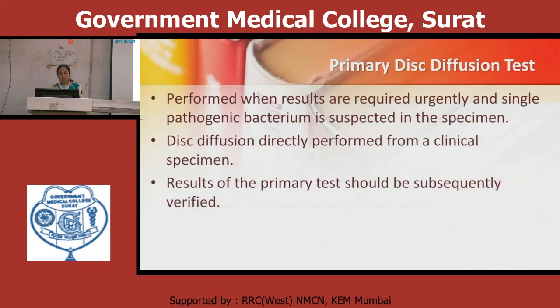Primary disc diffusion test is performed when results are required urgently and a single pathogenic bacterium is suspected in the specimen. It is directly performed from a clinical specimen, and the result of the primary test should be subsequently verified.